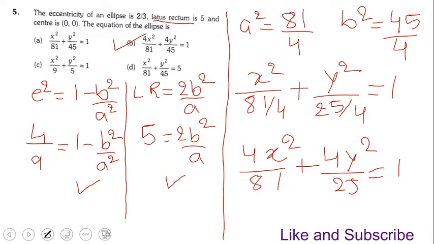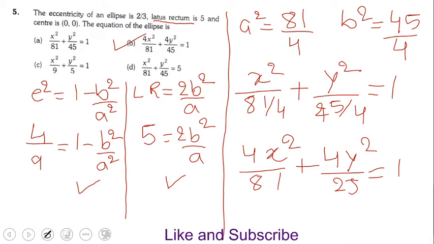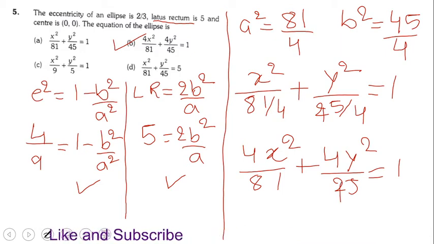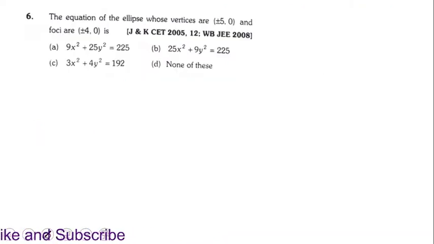So we are going to get b square as 45. So 45 it is. Here also 45. Yes, 45. So option B is a right answer. Okay. Yes, we will move to the next example.